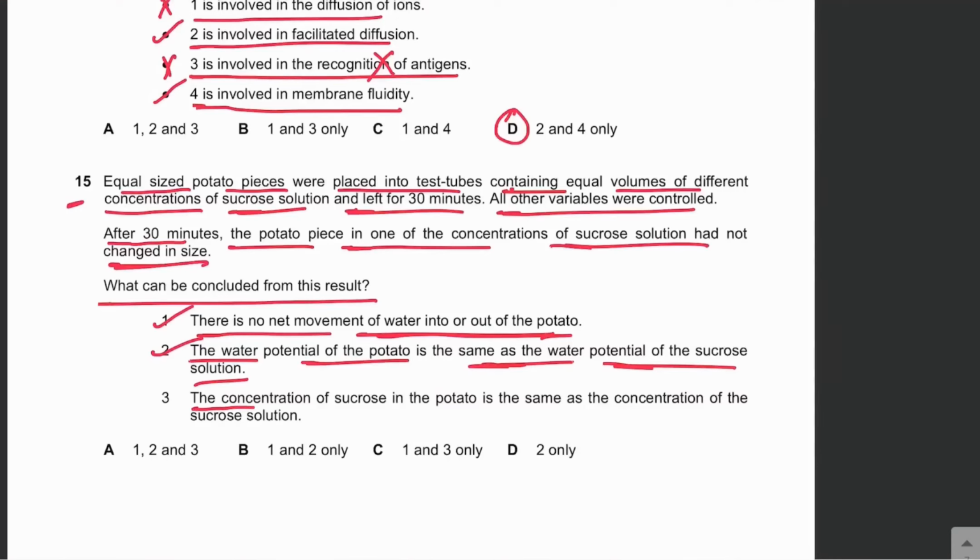The concentration of sucrose in the potato is same as the concentration of sucrose solution. Guys, this is wrong. Concentrations cannot be same. Even though water potentials are same, the concentration of sucrose will not be same. Let me tell you why. Because inside the potato there is cytoplasm, there are other solutes as well. So the total concentration of the potato solution will be same as the total concentration of the sucrose solution, but the concentration of sucrose in potato and solution will not be equal, right? Because there are other solutes as well in the potato and not only sucrose. So the answer will be 1 and 2 only.